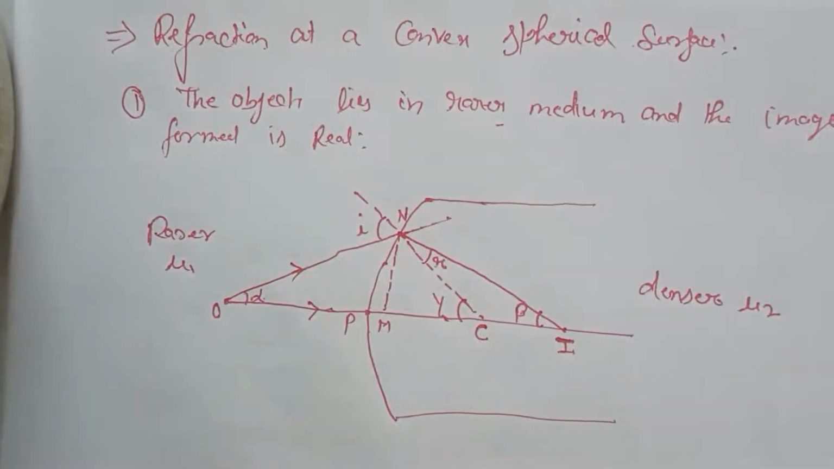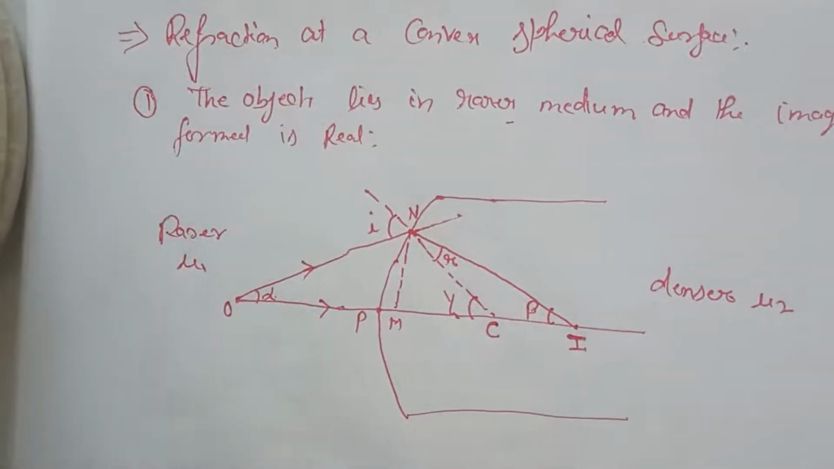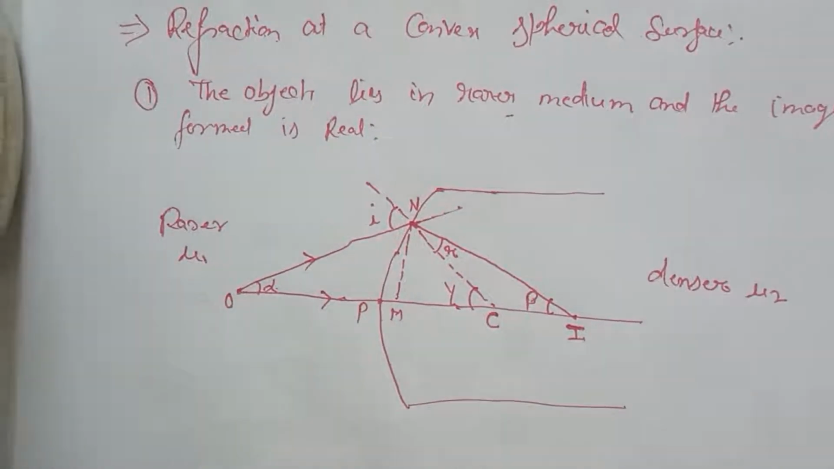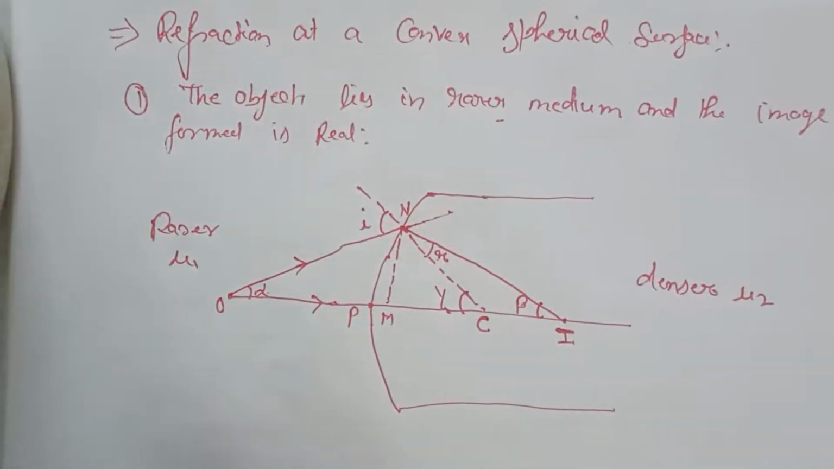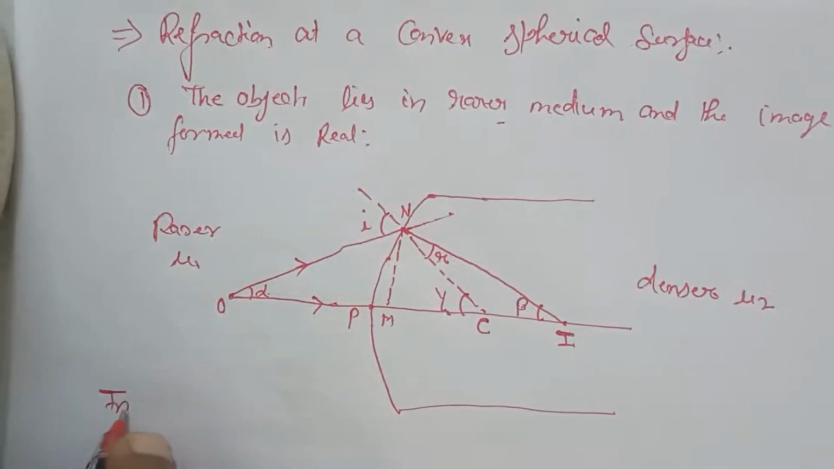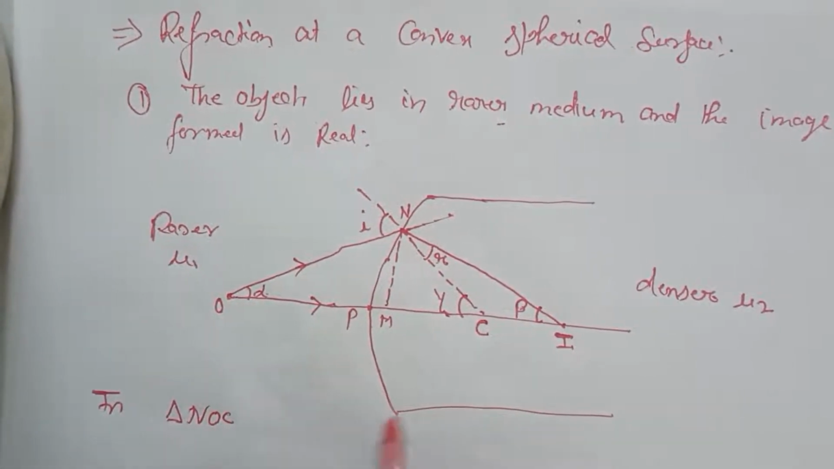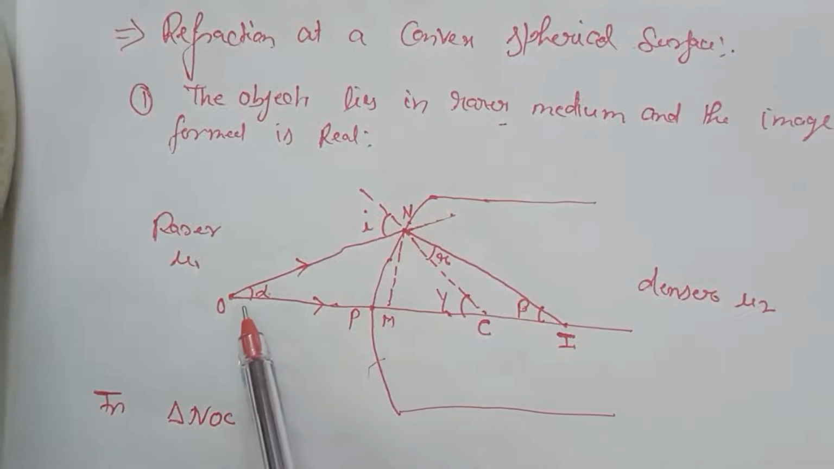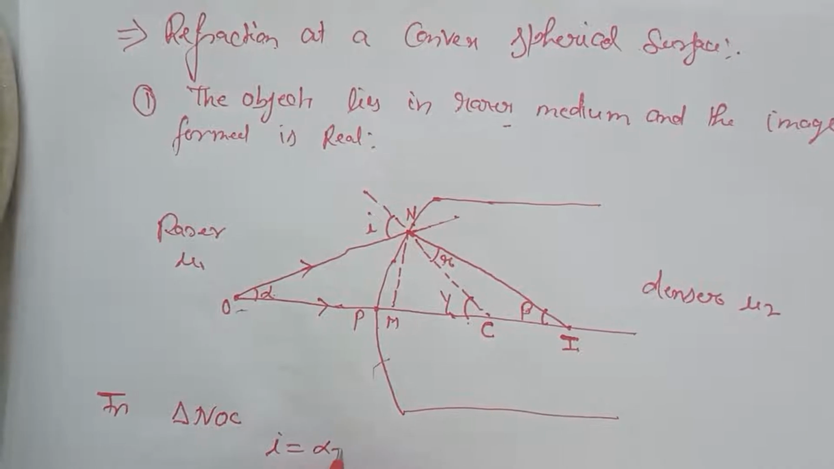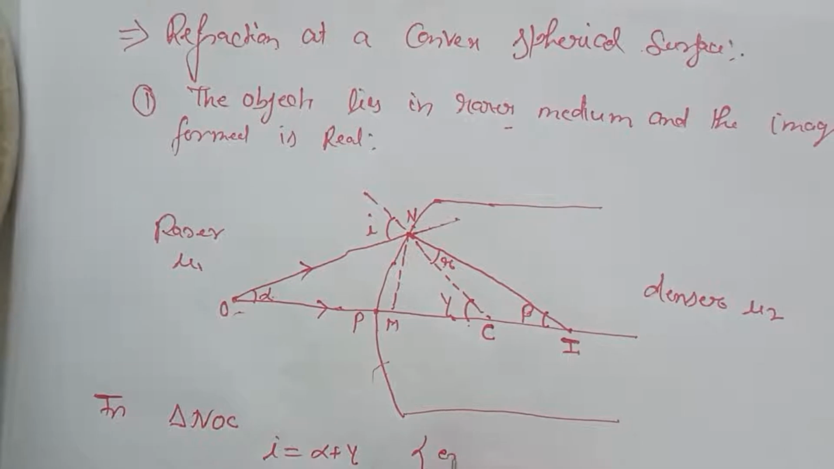In this topic we use Snell's law. That's why we calculate the angles i and r. Now taking triangle NOC, in triangle NOC, i equals alpha plus gamma, by the exterior angle theorem. Write the exterior angle theorem.